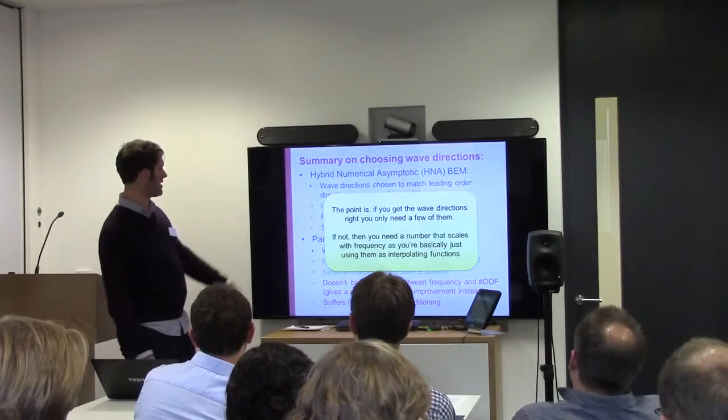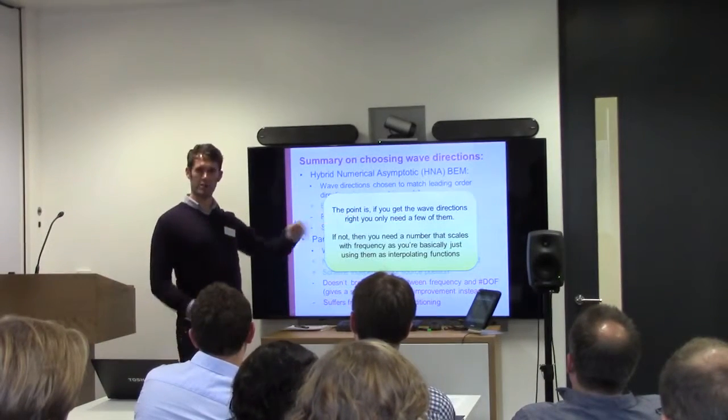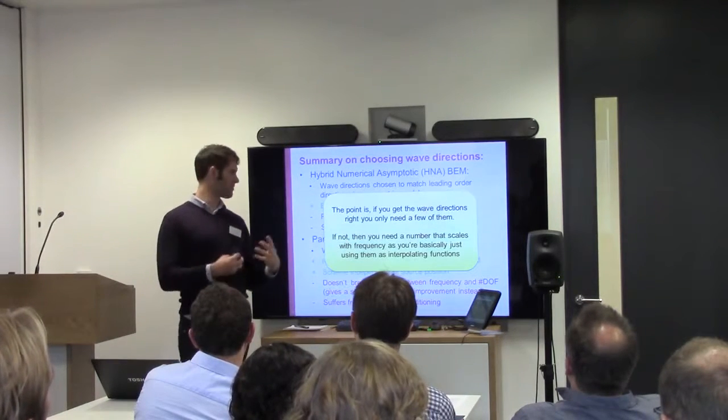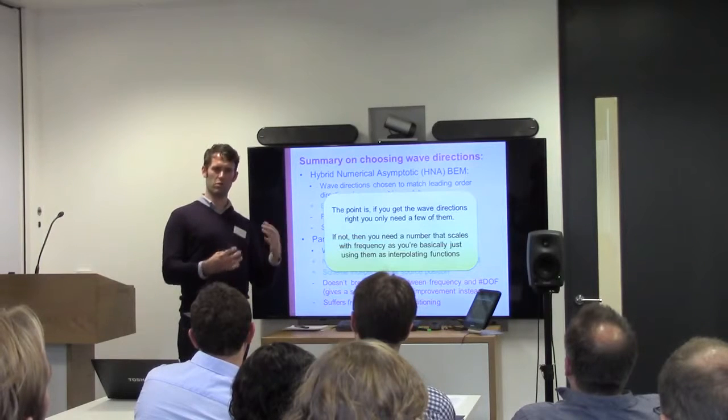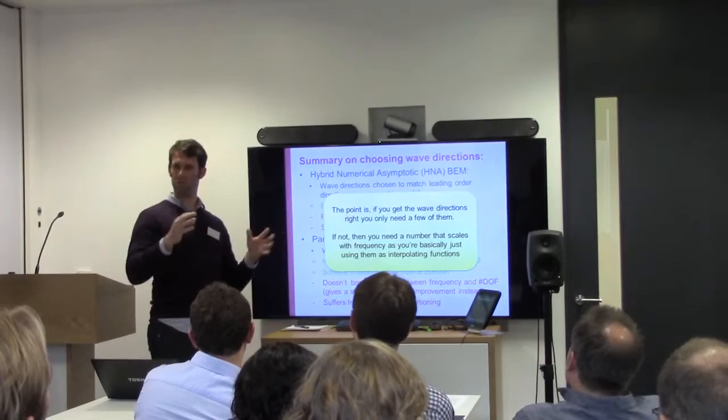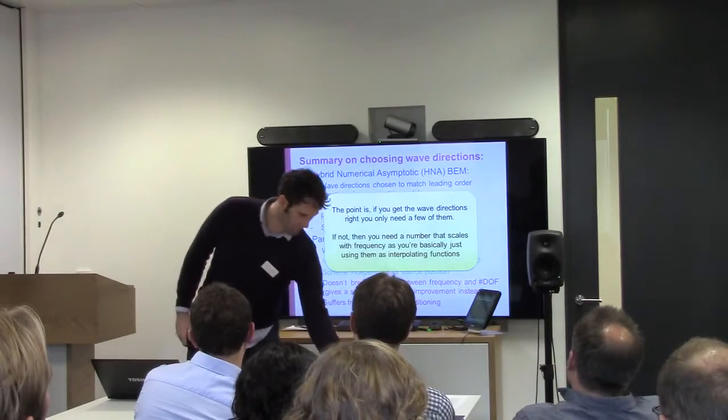So really the point of this is that if you get the wave directions right, you only need a few of them. If not, then you seem to need a number that scales with frequency, because what you're really doing is using the oscillatory functions a bit like a Fourier series or something to interpolate whatever's going on.